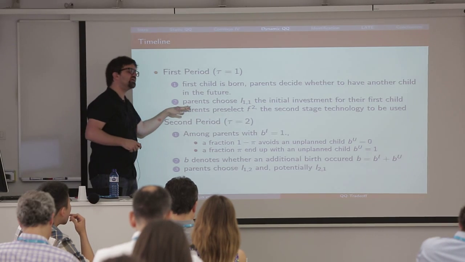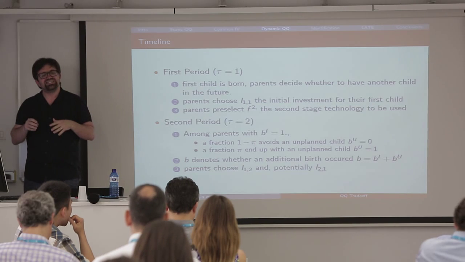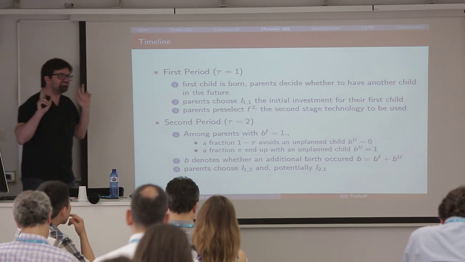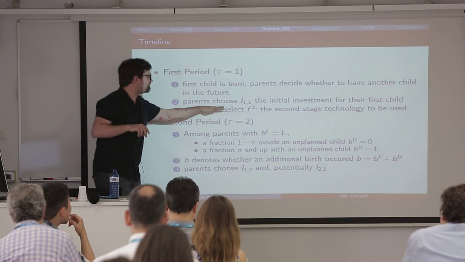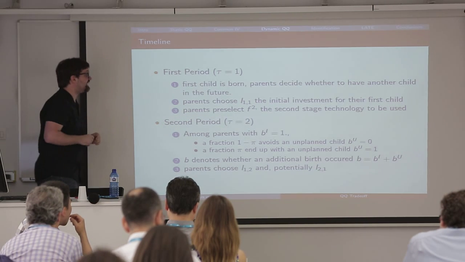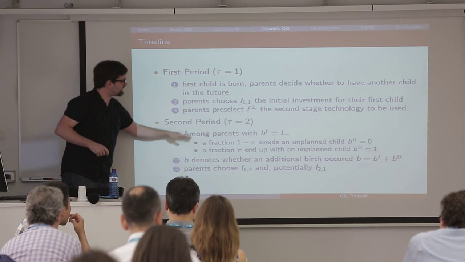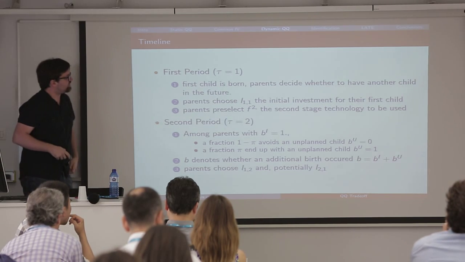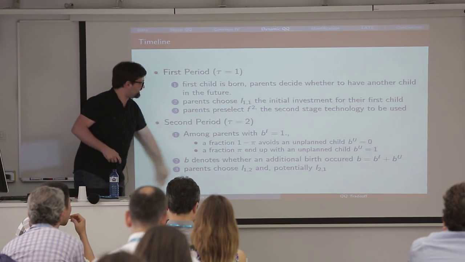and that's going to be a key because that technology is actually going to be kind of inefficient whenever they select it thinking they are not going to have any more kids, and then they end up having one. So in the second period, that happens. Parents that chose to have another kid.